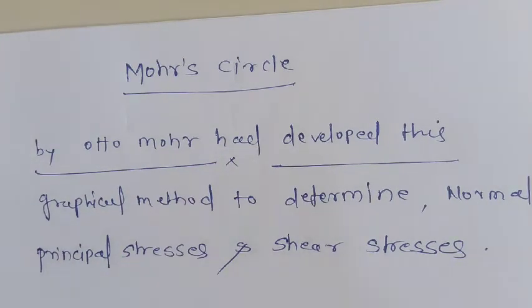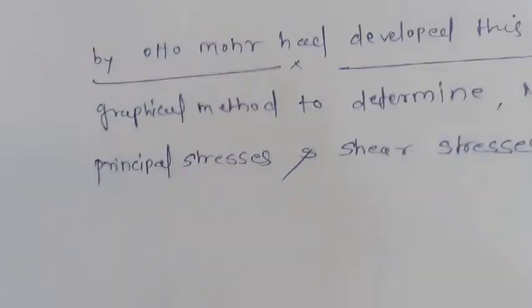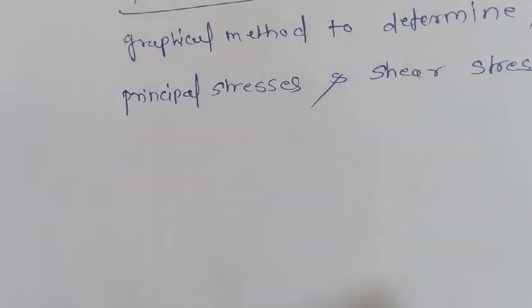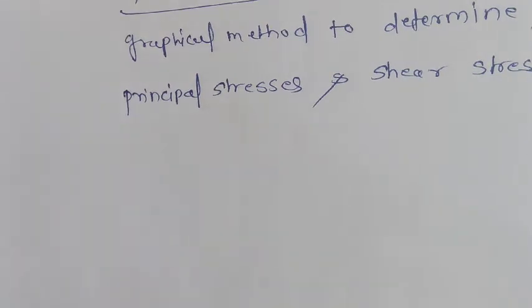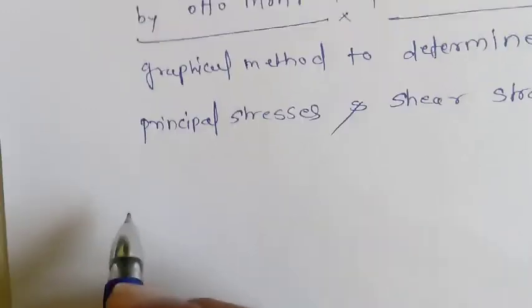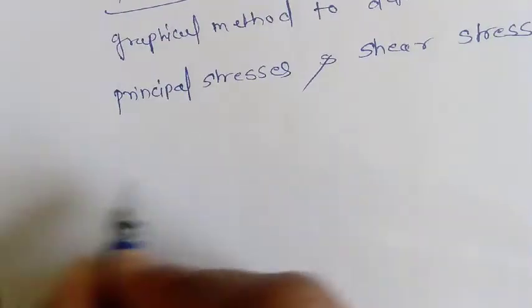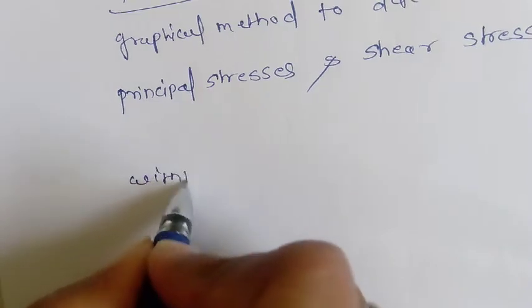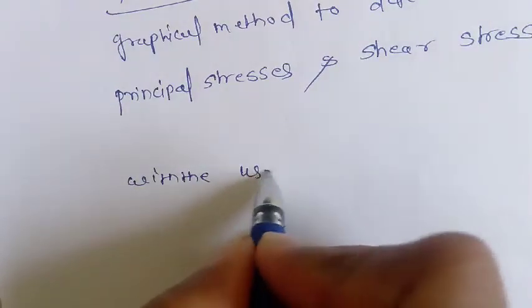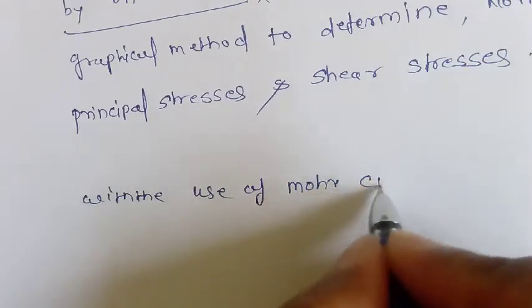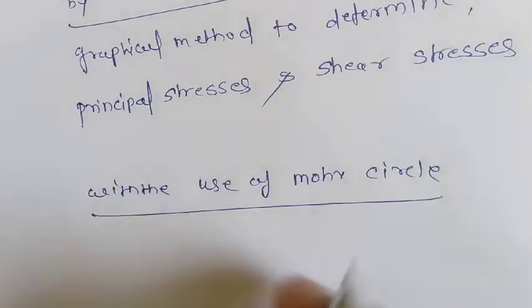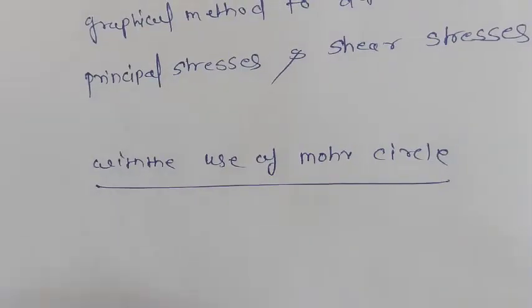So this Mohr circle has some advantages over the analytical method: with the use of Mohr circle, all the mentioned stresses we can find out in one circle itself, rather than in an analytical method.